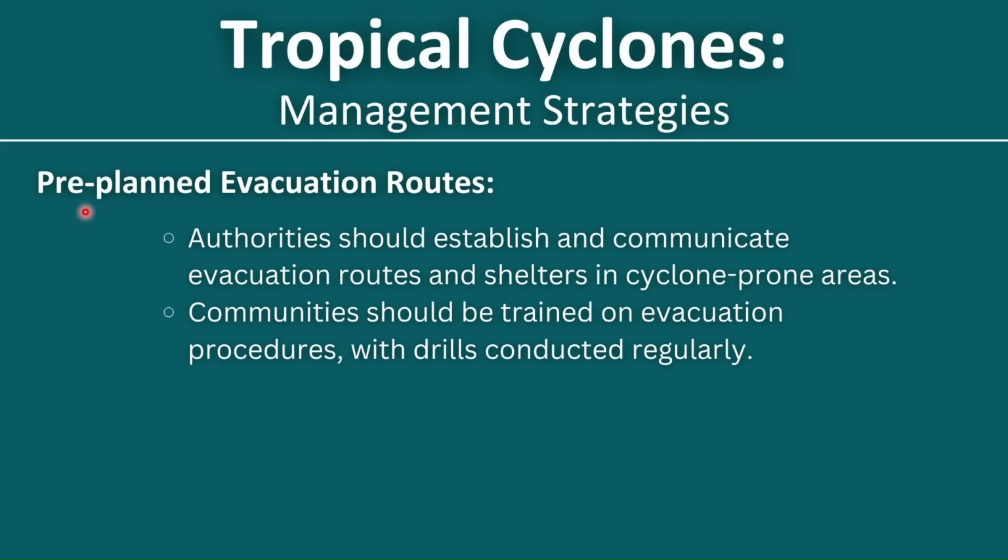There needs to be pre-planned evacuation routes. Authorities should establish and communicate evacuation routes and shelters in cyclone-prone areas. Communities should also be trained on evacuation procedures with drills conducted regularly, right? This can really help to save lives.